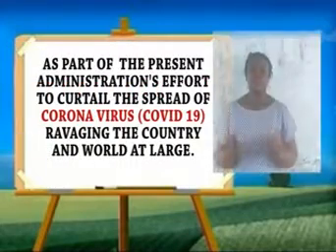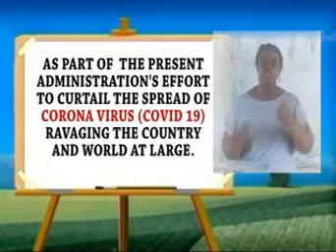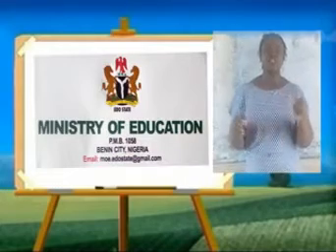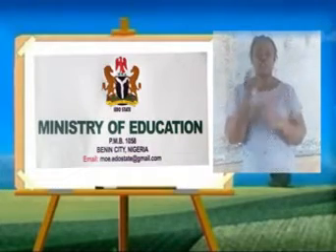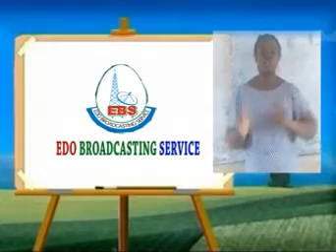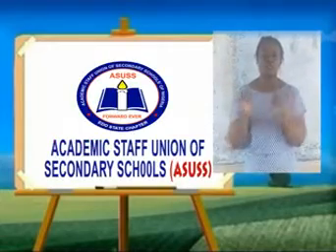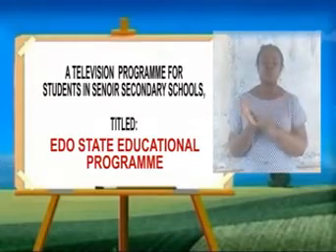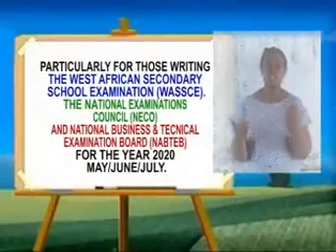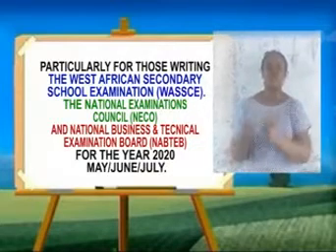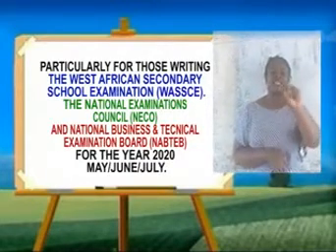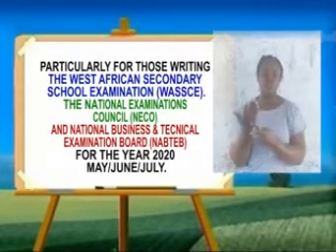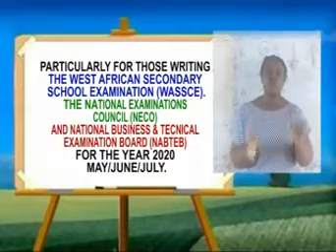As part of the present administration's efforts to curtail the spread of coronavirus COVID-19 ravaging the country and the world at large, Edo State Ministry of Education, in collaboration with Edo Broadcasting Service (EBS) and Academic Staff Union of Secondary Schools (ASUSS), is organizing a television program for students in senior secondary schools, particularly those writing the West African Senior School Certificate Examination (WASSCE), the National Examination Council (NECO), and National Business and Technical Examination Board (NABTEB) for the year 2020 in the months of May, June, and July.